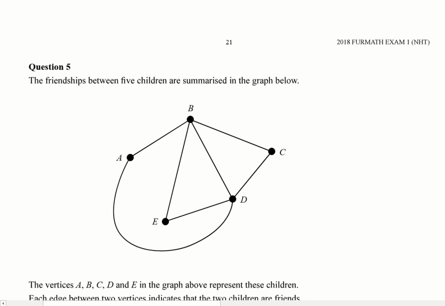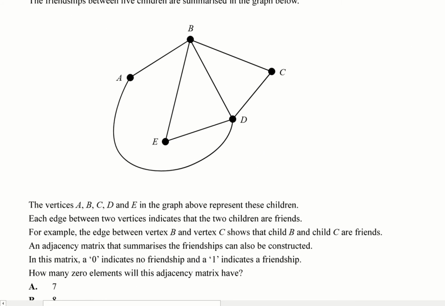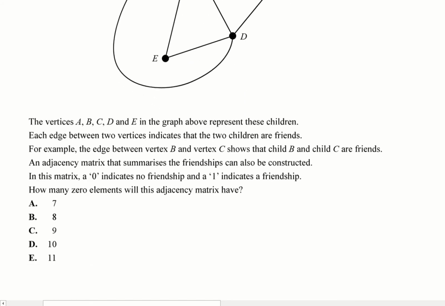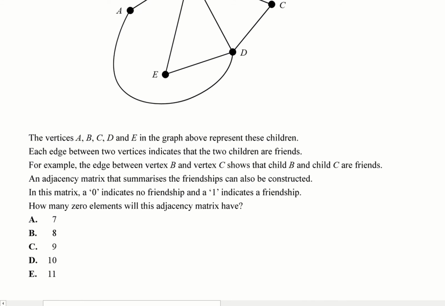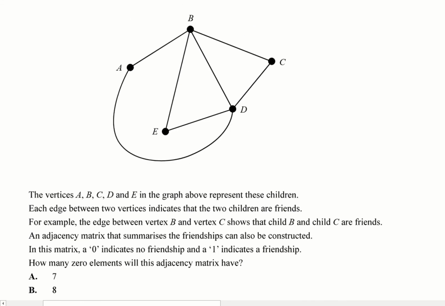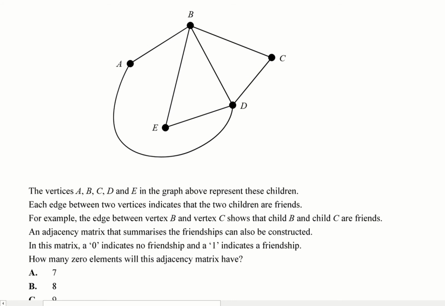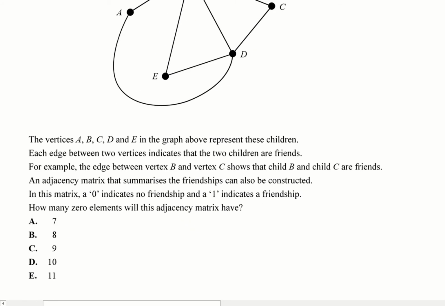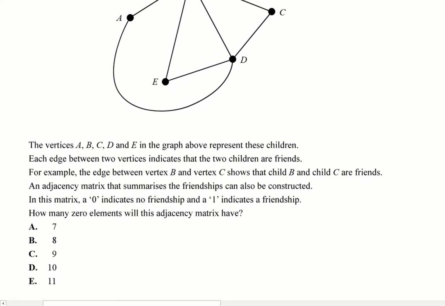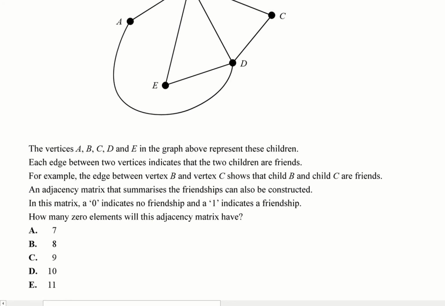The vertices in each graph represent these children. Each edge between two vertices indicates that two children are friends. So if we go from B to C, it shows that children B and C are friends. So we make an adjacency matrix. A summary of friendships can be constructed. In this matrix, a 0 indicates no friendship and 1 indicates a friendship.